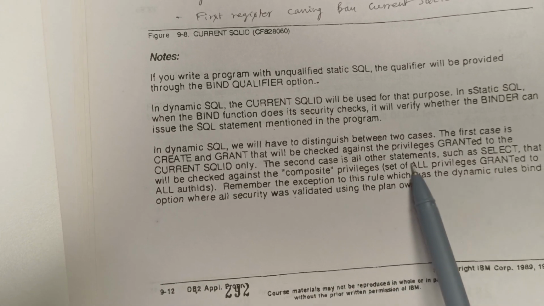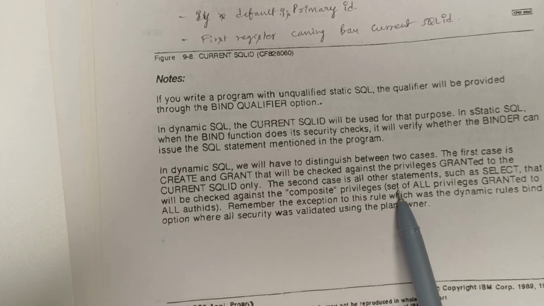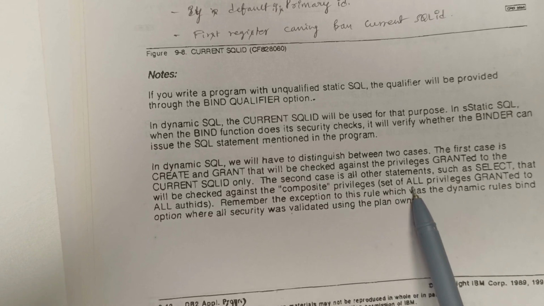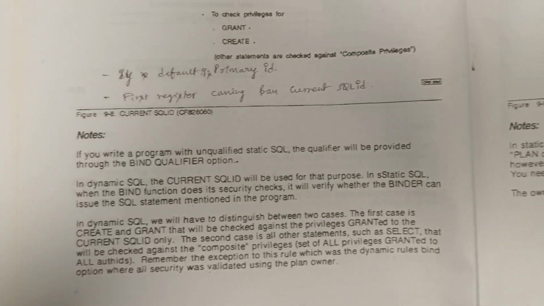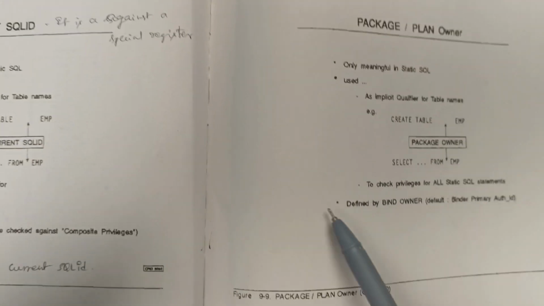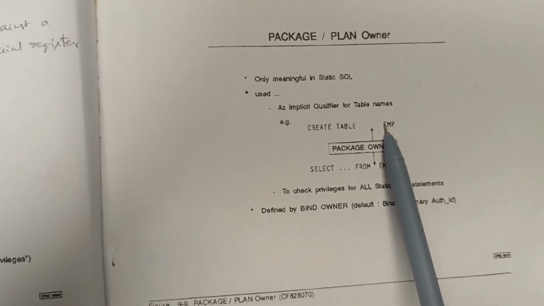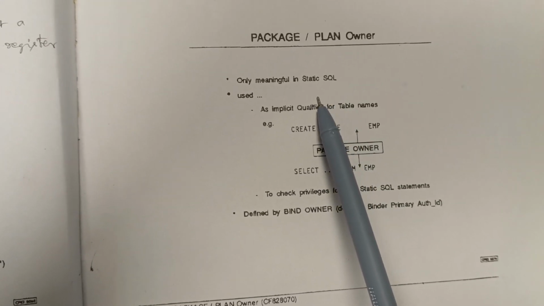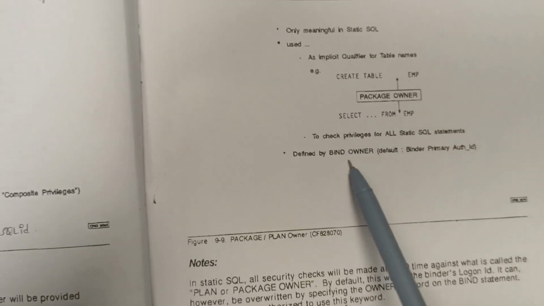The second case is that all other statements, such as select, will be checked against the composite privileges, nothing but the set of all privileges granted to all the authorization IDs. If more than one user ID is executing it, it is called a composite user ID. And this is for static SQL, how we check whether the owner has access or not, by using the bind package or plan owner.